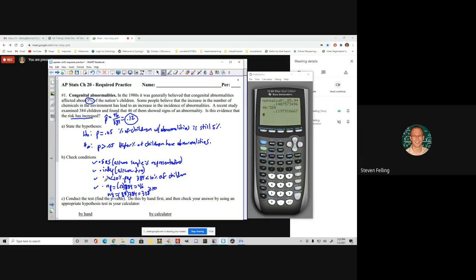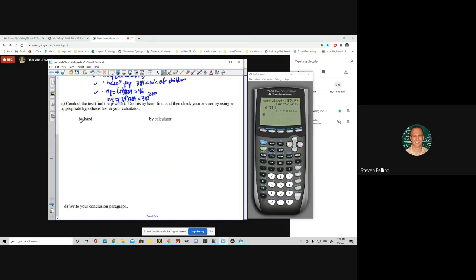And what that's telling me is that we can assume that the sample is representative of the population and its model is normal. Okay, so all the conditions for inference are met. The next thing is we'll conduct the test. We're going to do it by hand, but then we'll check it in the calculator.